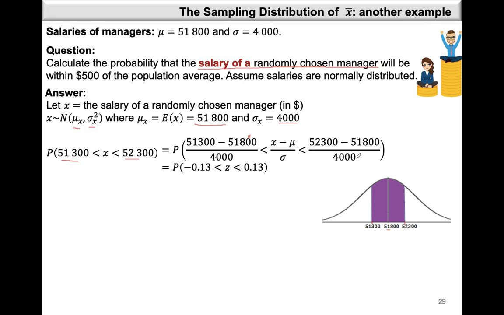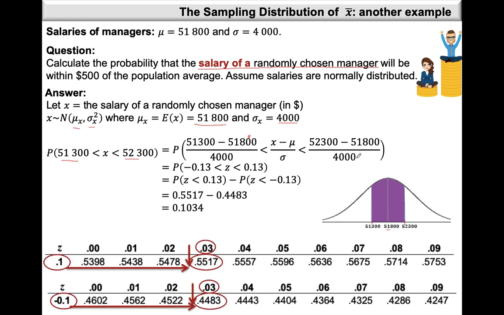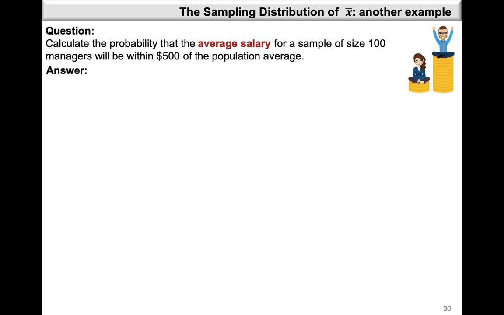And this is written as the probability of Z less than 0.13 minus the probability of Z less than minus 0.13. So the difference between these two probabilities is equal to 0.1034, and that is equal to the area between our two values. So in this question, calculate the probability that the average salary for a sample of size 100 managers will be within $500 of the population average.